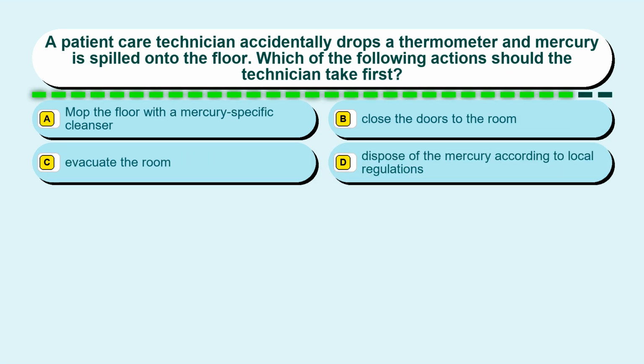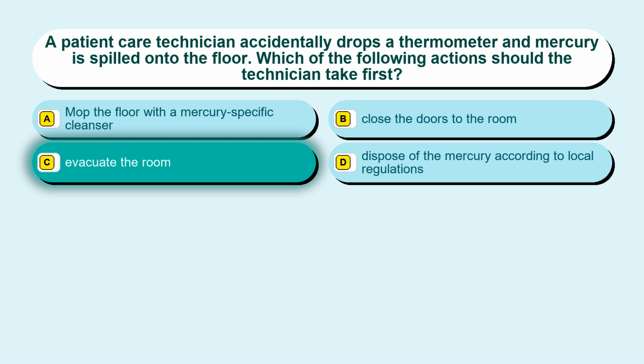Question 57. A patient care technician accidentally drops a thermometer and mercury is spilled onto the floor. Which of the following actions should the technician take first? Option A, mop the floor with a mercury-specific cleanser. Option B, close the doors to the room. Option C, evacuate the room. Option D, dispose of the mercury according to local regulations.